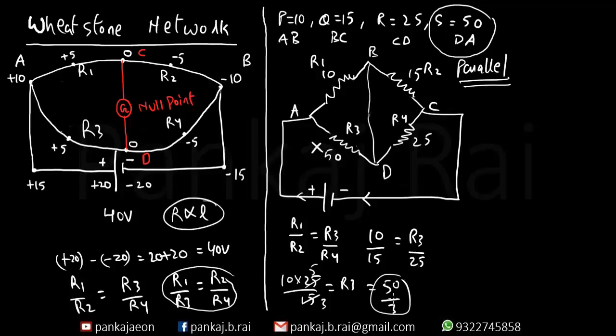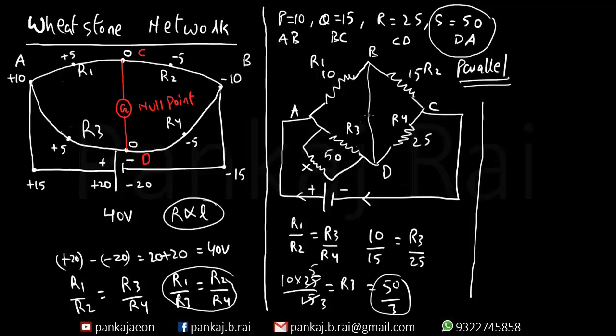So R3 has to be 50 by 3, but it is given as 50. I have to reduce it, and we know that to reduce the effective resistance we have to connect something in parallel. That's why the question asks that we have to connect in parallel. Even if it had not been asked, we can find out that to reduce R3 from 50 to 50 by 3 we have to connect something in parallel. So let us connect something in parallel to R3, I mean to 50. Let's say it is X, and the effective resistance of 50 and X should be 50 by 3, which will be the complete R3.